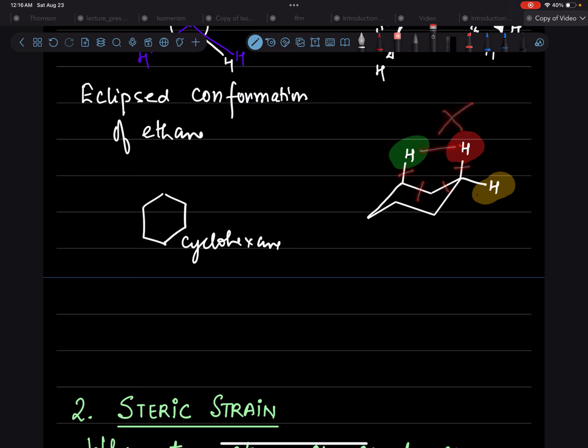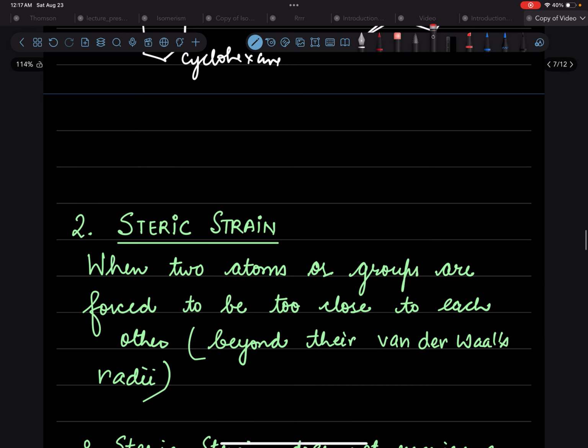Now let's focus on the red one and the yellow one. So 1 bond, 2 bonds. So this is also not torsional strain, right? This is how you can see whether the type of strain between two hydrogens is torsional or some other type of strain. The second type of strain is steric strain.